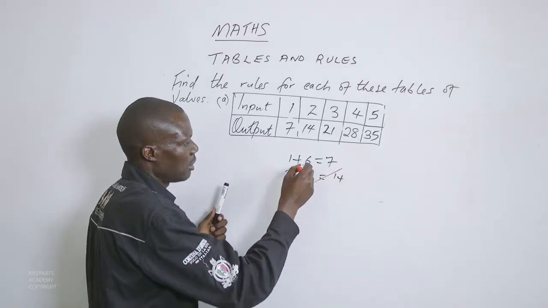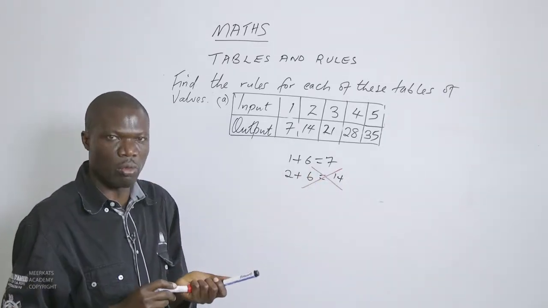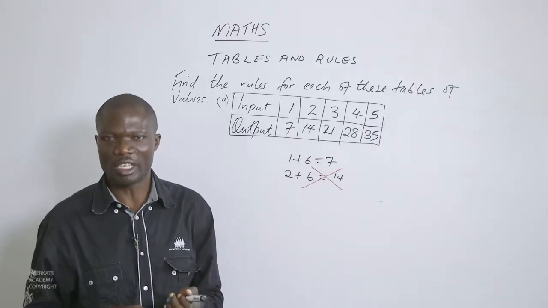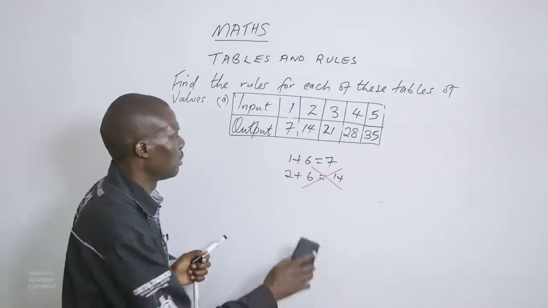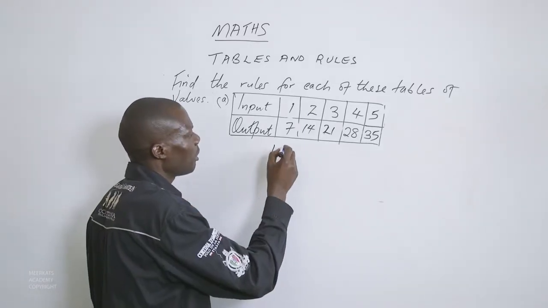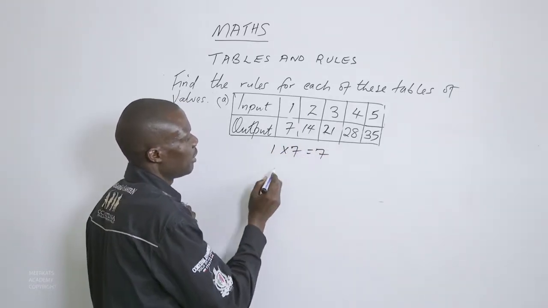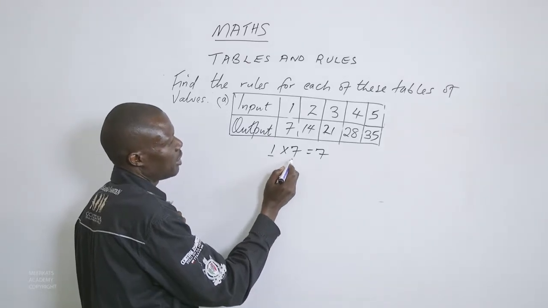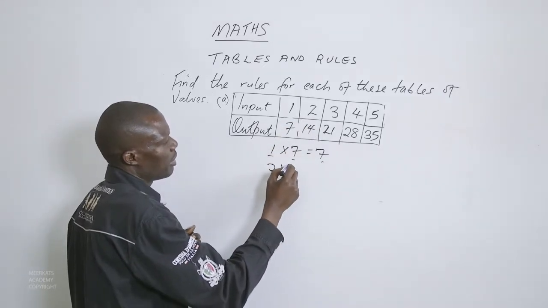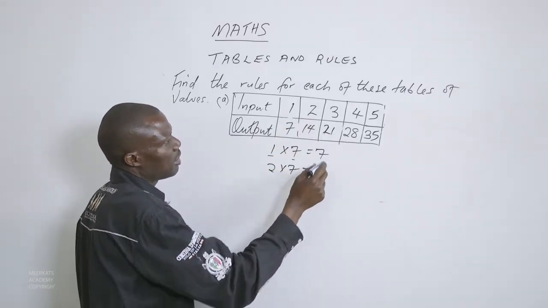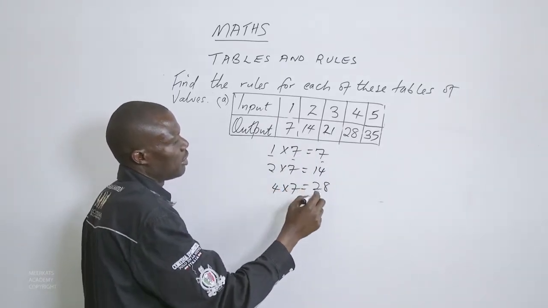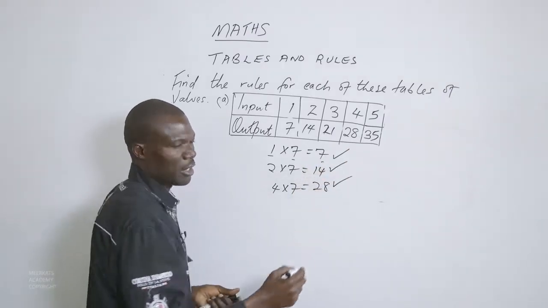This is wrong. So by inspection, this method is not working when we add. We look for an alternative method. 1 multiplied by 7 is 7. This is the input, this is a constant, and this is the output. Let's try the next column. 2 multiplied by 7 is 14. Let's try the fourth one. 4 multiplied by 7 is equal to 28. So this is correct, this is correct, this is correct.